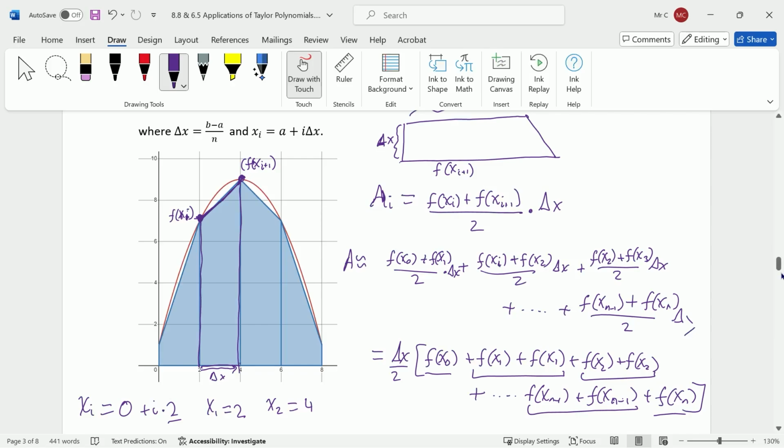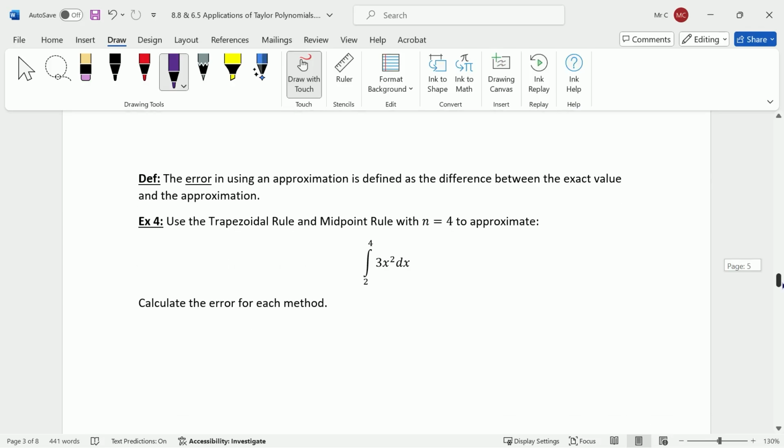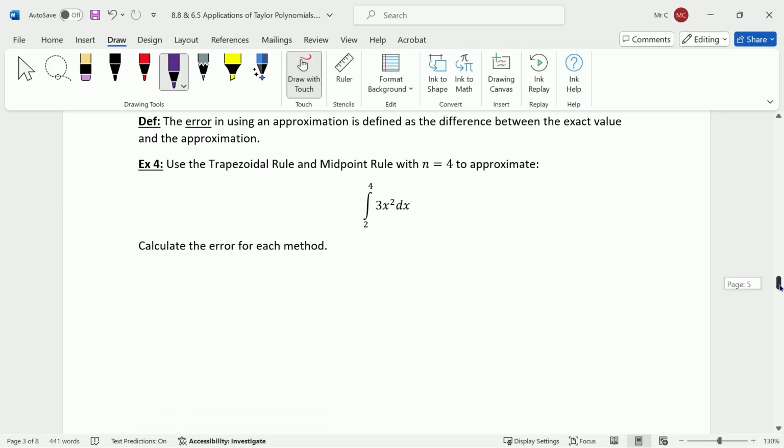All right, so let's move on and tackle one quick definition and an example. So definition, the error in using an approximation is defined as the difference between the exact value and the approximation. In other words, if you know the actual value of the integral, and I ask what the error is, you just subtract the approximation value versus the actual value. That's all there is to do.